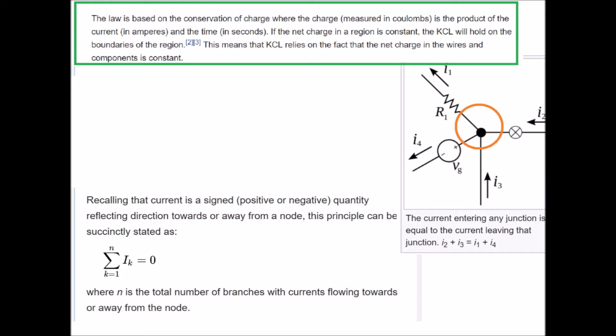If the net charge in a region is constant, the KCL will hold on the boundaries of the region. This means that KCL relies on the fact that the net charge in the wires and components is constant.